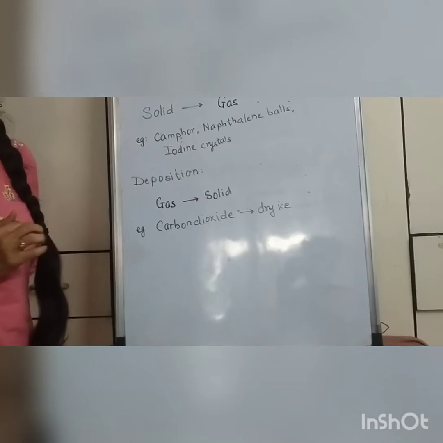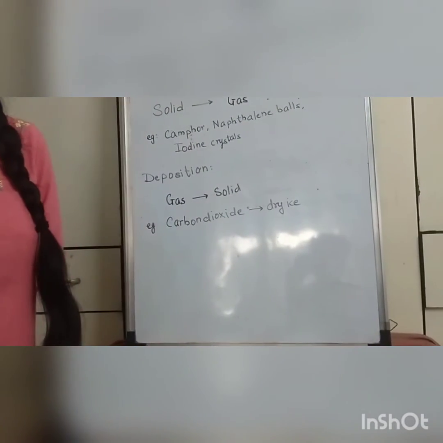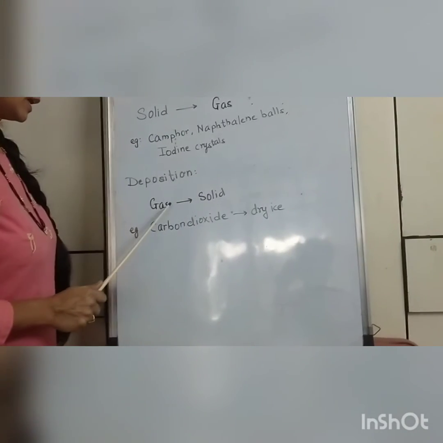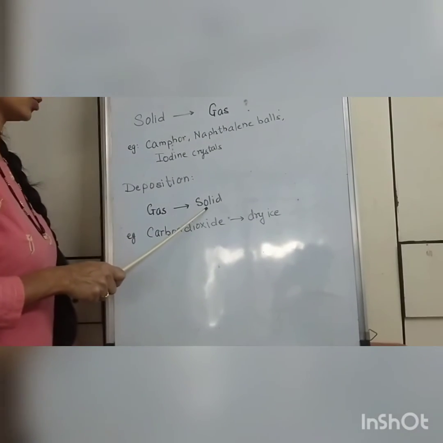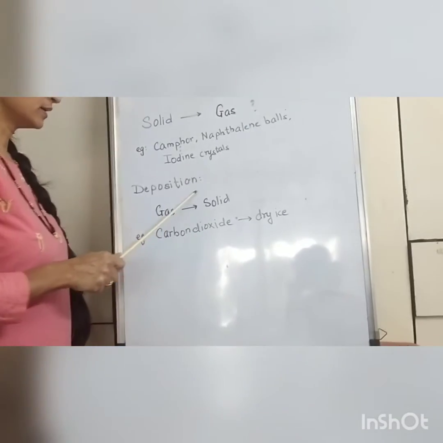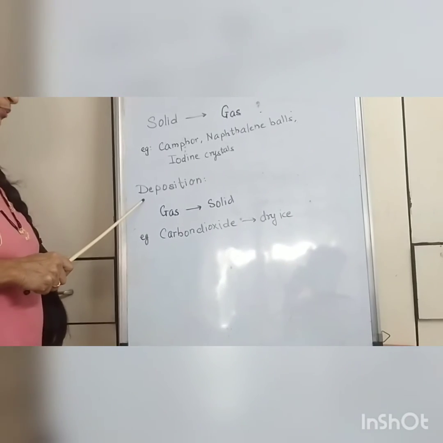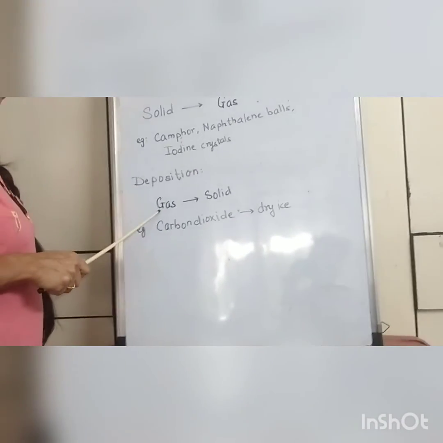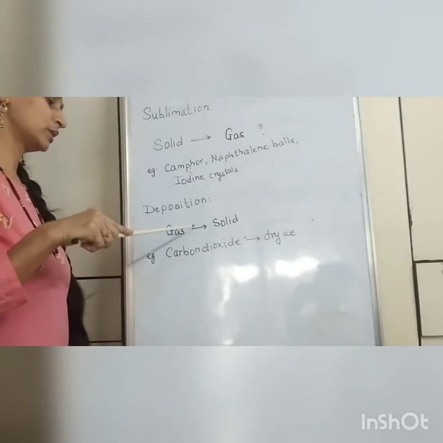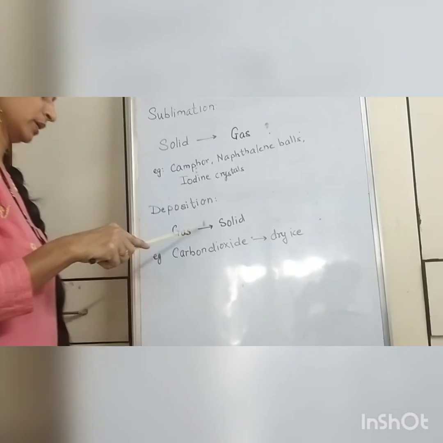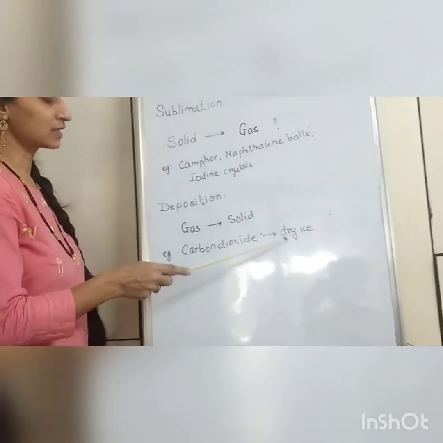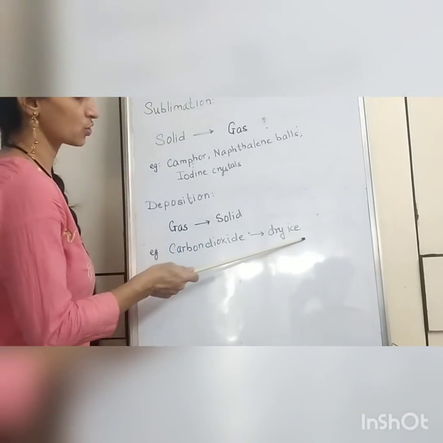Okay, now we have seen sublimation in which solid phase directly enters into gaseous phase. There is one more process in which the gaseous phase directly goes to solid phase without entering the liquid phase, and that process is called deposition. So deposition is a process in which the gaseous state of matter gets converted into solid state of matter without entering the phase of liquid. The classic example of this is carbon dioxide gas gets converted into solid state and it is called dry ice.